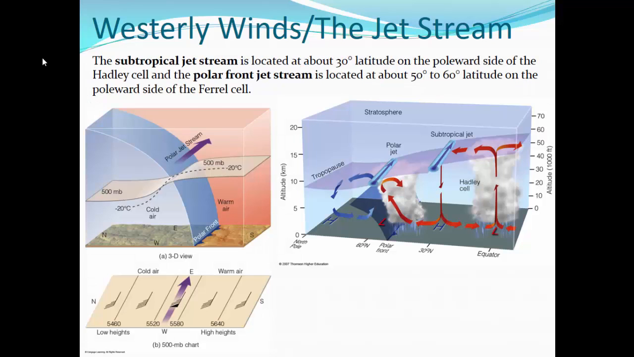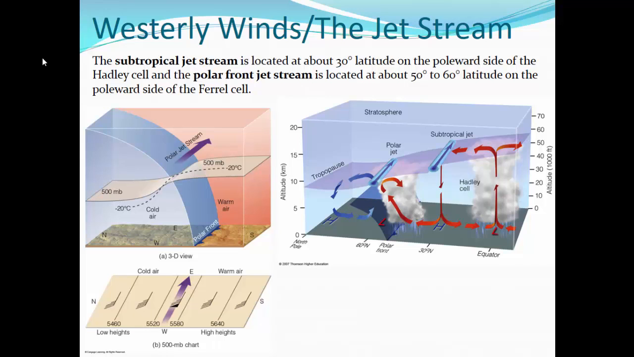These are the illustrations as to why the jet streams occur and how they occur. So the subtropical jets are typically located about 30 degrees latitude, just on the poleward side of the Hadley cell, and the polar front jet is located between 50 and 60 degrees latitude on the poleward side of that Ferrel cell.